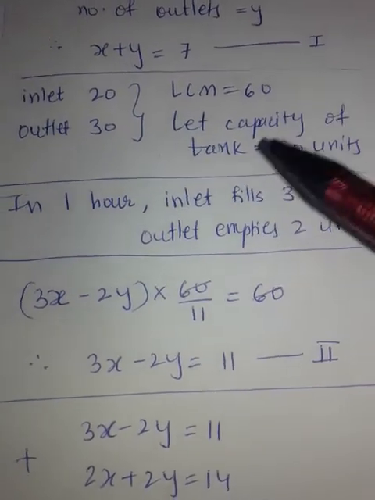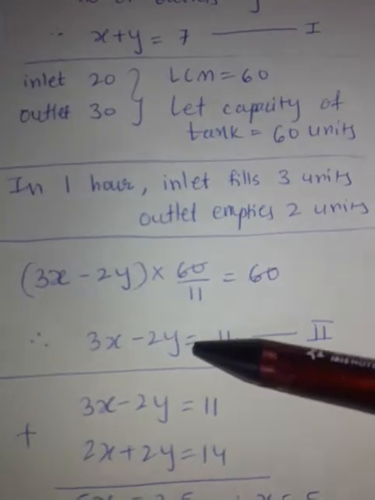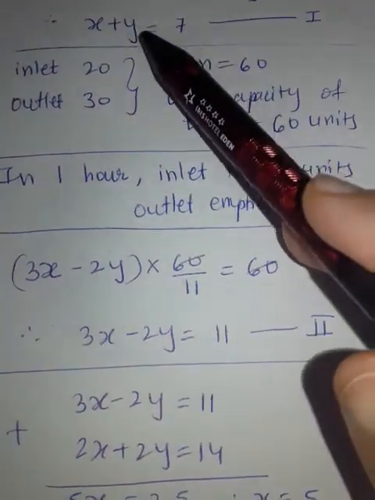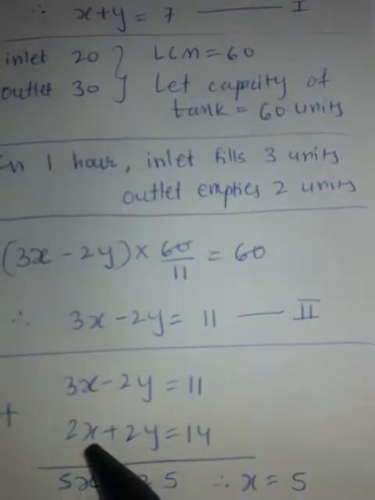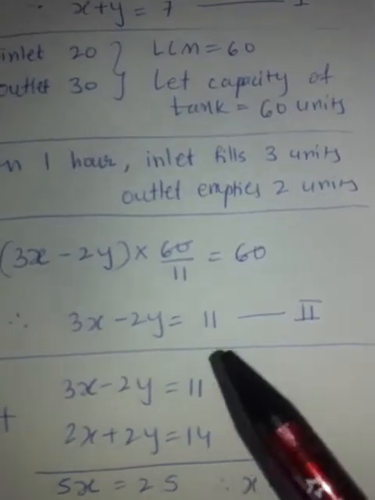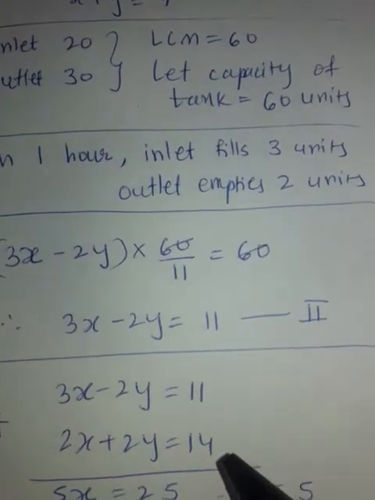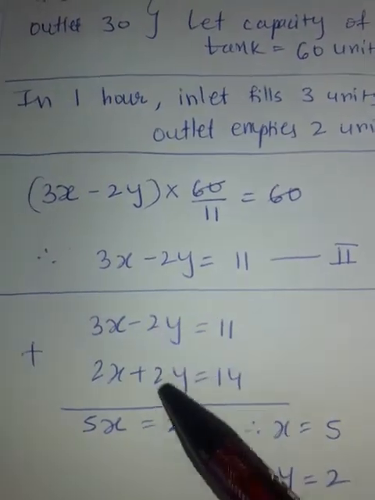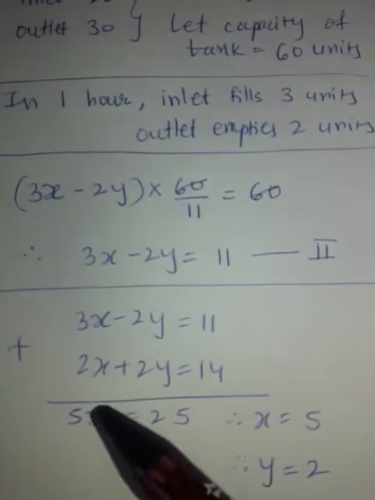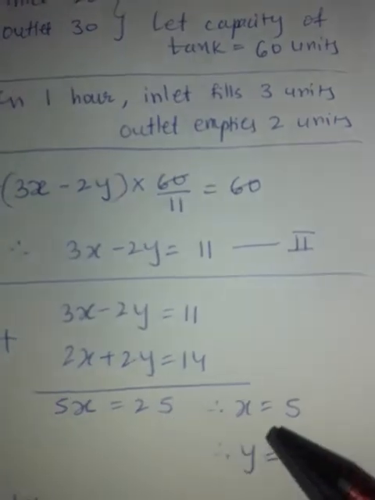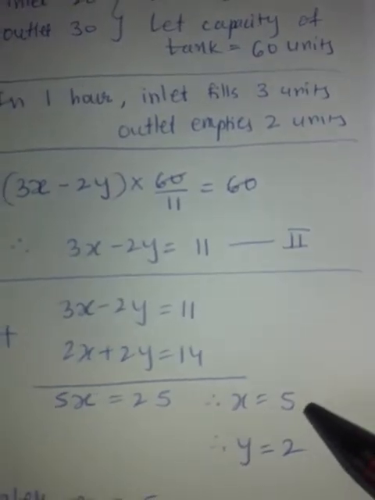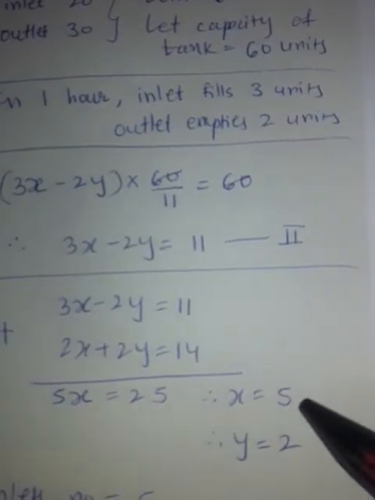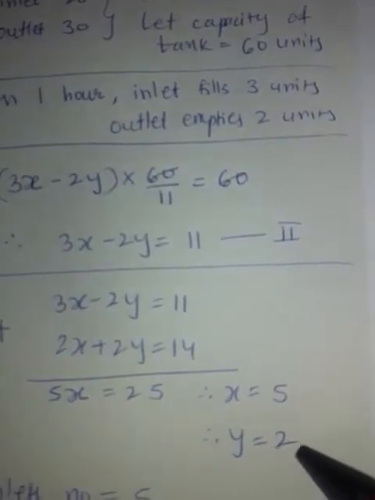Here what can I do? This is minus 2Y, so I will multiply this by 2. I will get 2X plus 2Y is equal to 14. This is 3X minus 2Y is equal to 11. So I am just going to add them. 2Y will get cancelled. 5X is equal to 25. So X is equal to 5. And X plus Y is 7. X is equal to 5. That means Y is equal to 2.